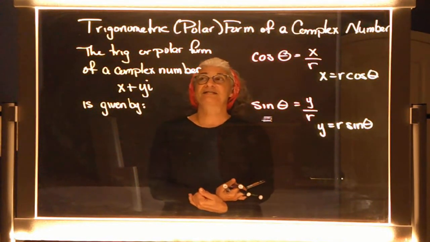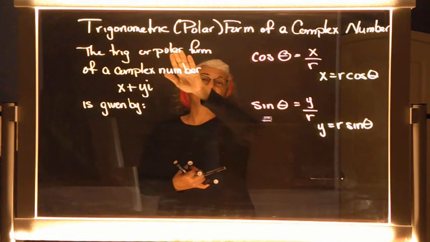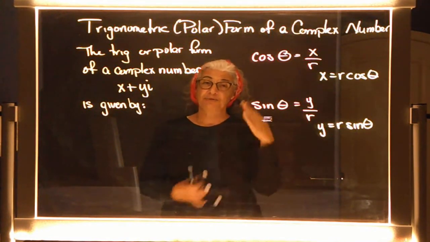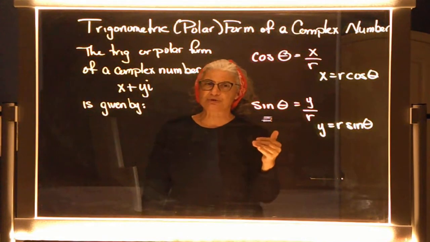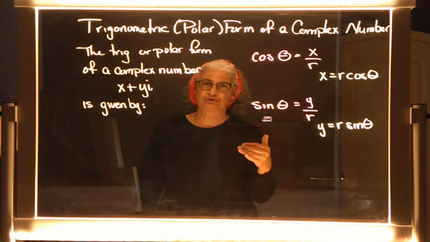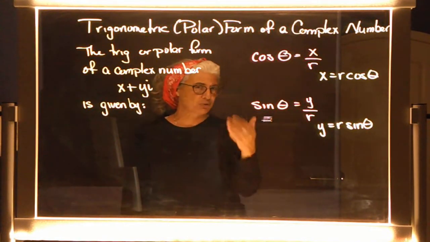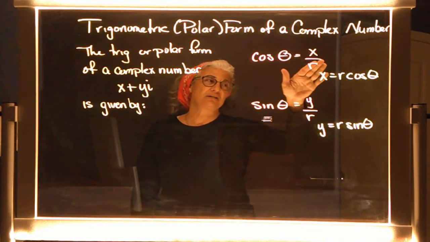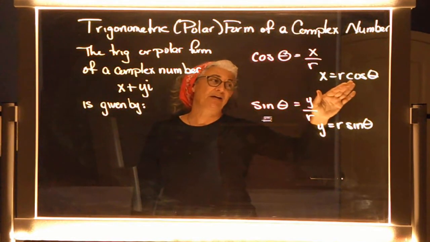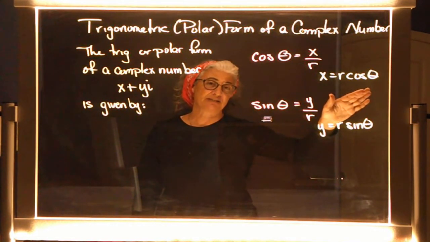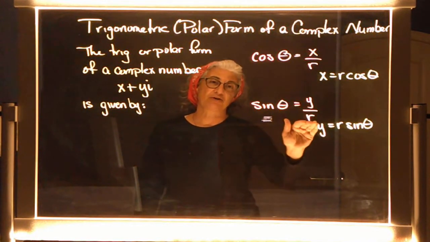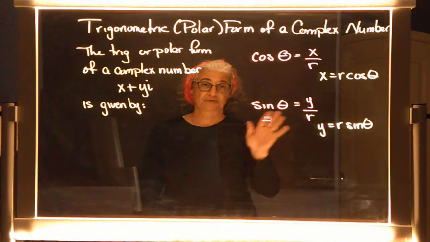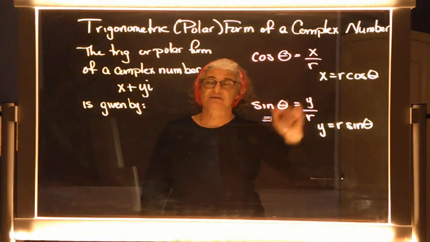Okay, so let's move into the next section, known as trigonometric or polar form of a complex number. Now, a couple of things to remember that we've introduced in another lecture on polar coordinates. We know the cosine of theta is x over r, so if you solve for x, you get r cosine theta, right? And sine of theta is y over r, so if you solve for y, you get r sine of theta. Remember these two things. Okay.